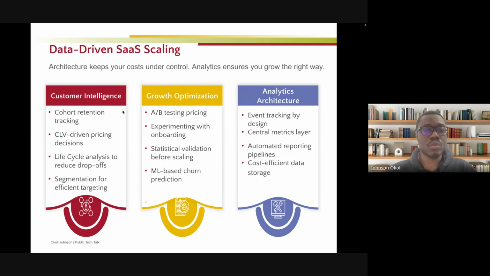Customer intelligence is more, we have the cohort retention tracking. So this is where you actually keep track of certain users that join your app at a certain period. And then after a certain period, you want to also know how many of them have stopped using your system, how many have dropped. You want to keep that ratio because it helps you know if your system is actually improving or declining with the retention ratio.